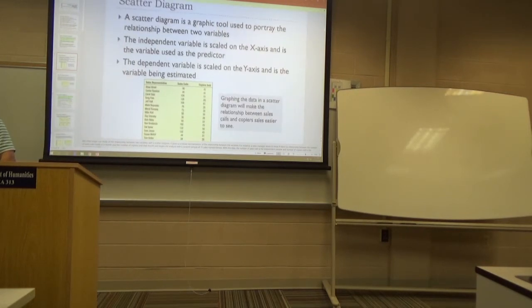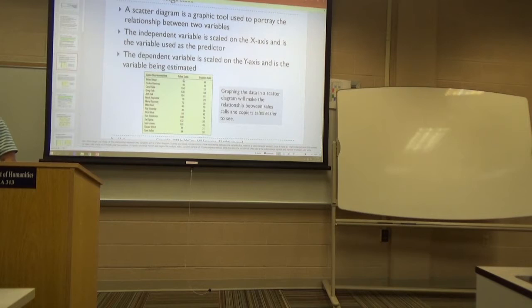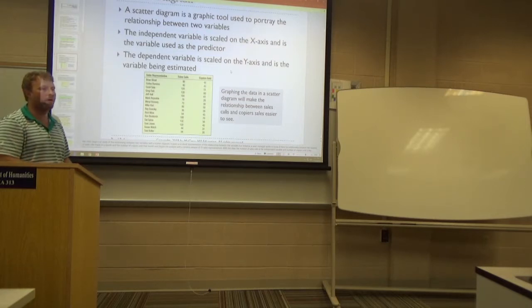So we have the name of the sales rep, and what's that second column right there? The first variable: sales calls. That's the number of sales calls that they've made in the month. And what's the second variable? Copiers sold. So what's going on here? We have a bunch of copier salespeople, and they're calling customers, aren't they? Here's listed the number of calls and the number of copiers sold.